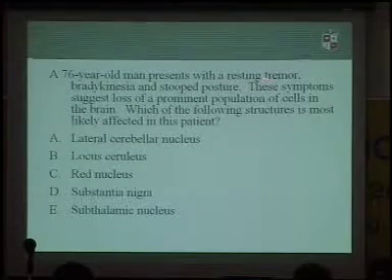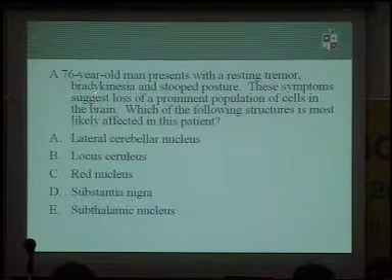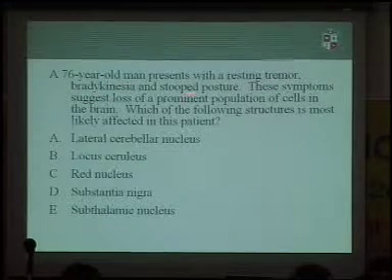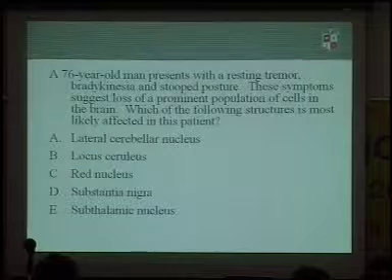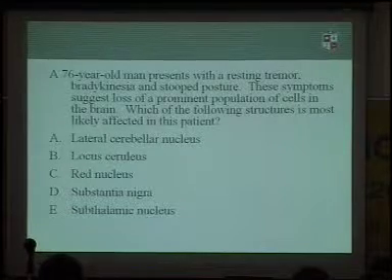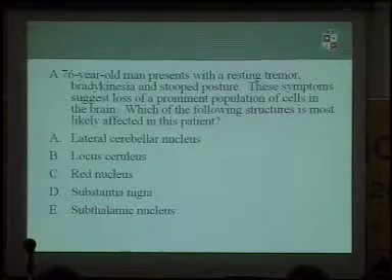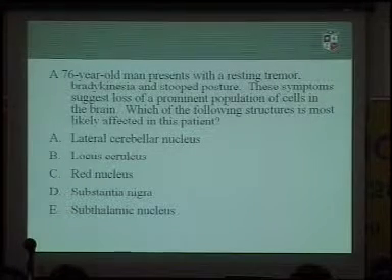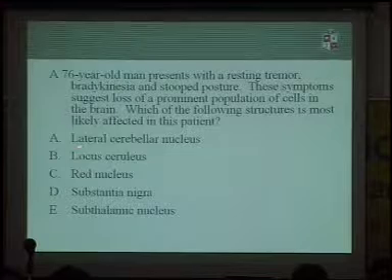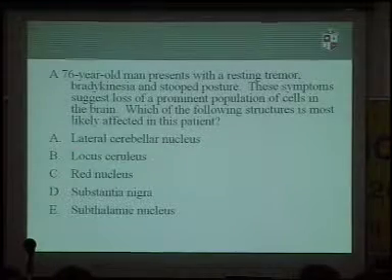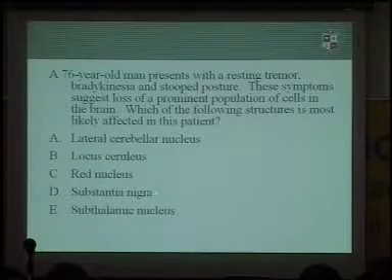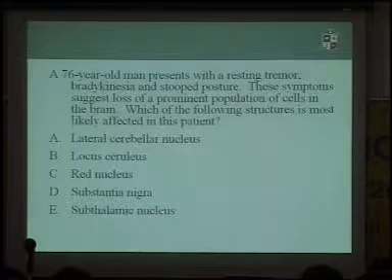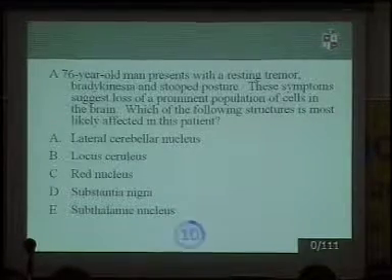Resting tremor, okay? Poverty of movement and a stoop posture. Okay? You all can put a name to this, right? Where is the deficit? Lateral cerebellar, locus coeruleus, red nucleus, substantia nigra, subthalamic nucleus. Please vote.